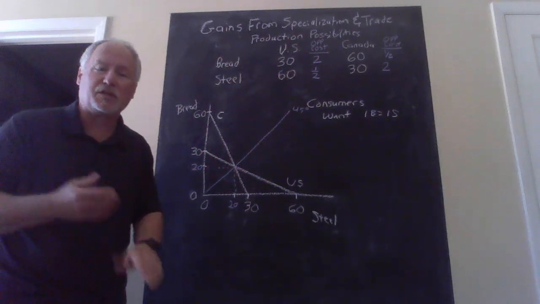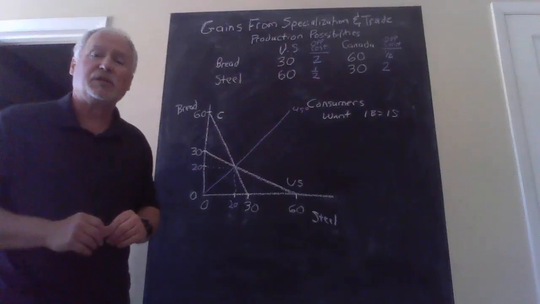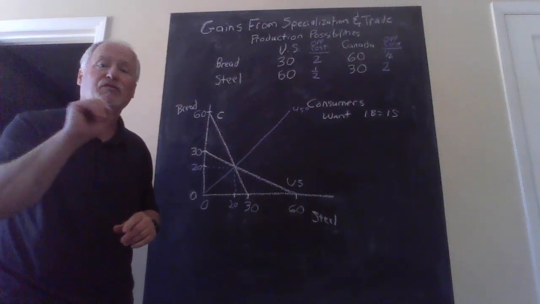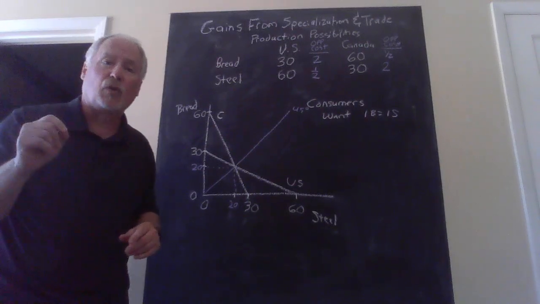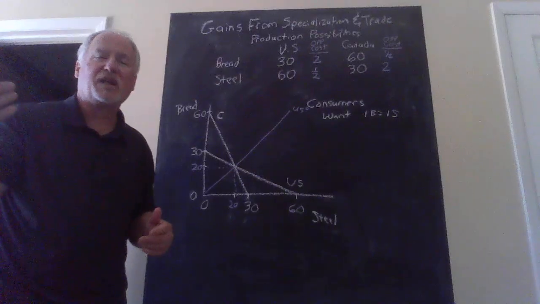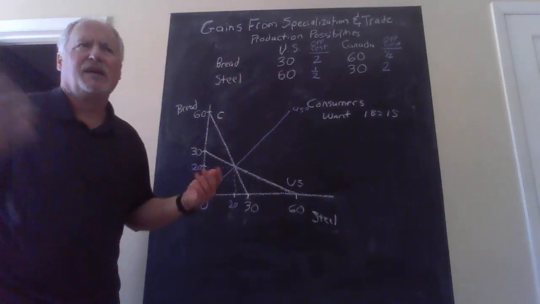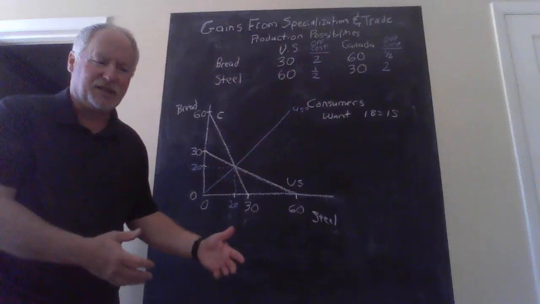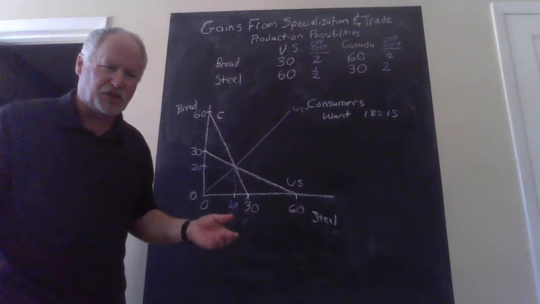So I set this up so we could use a consumption possibilities frontier representing a price of 1 between these two, a price ratio of 1. So bread and steel would have the same price per unit. If you're concerned that bread is small compared to steel, remember we can change the units here.